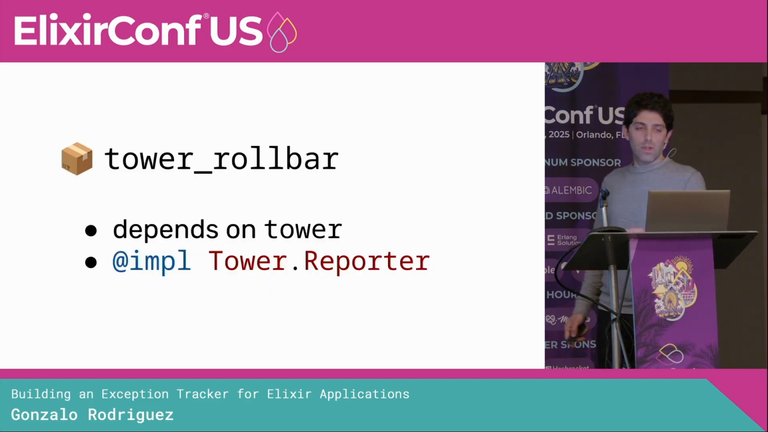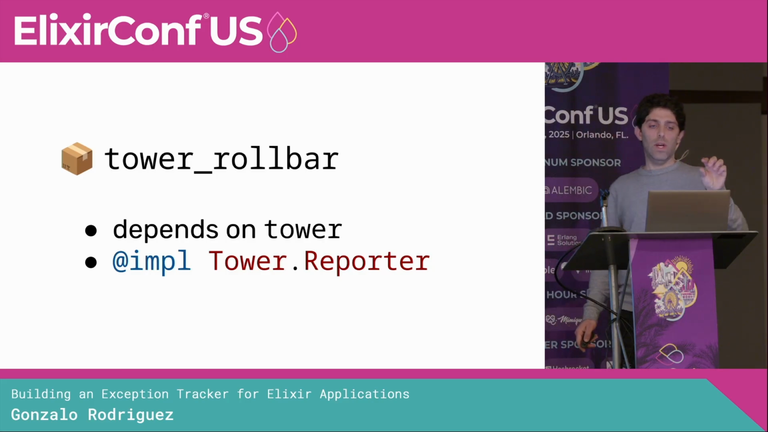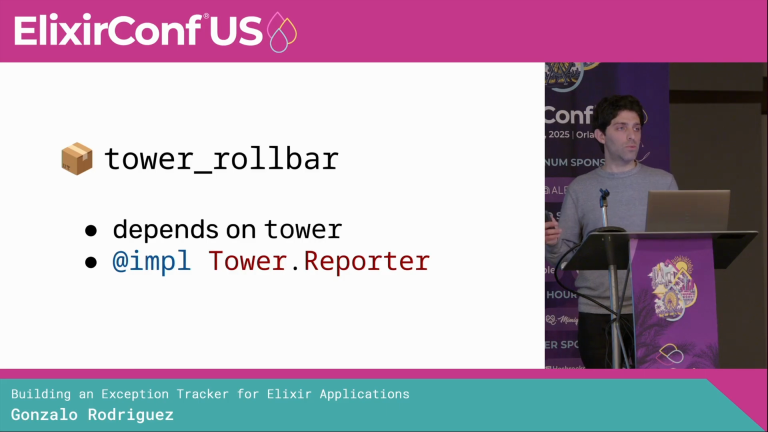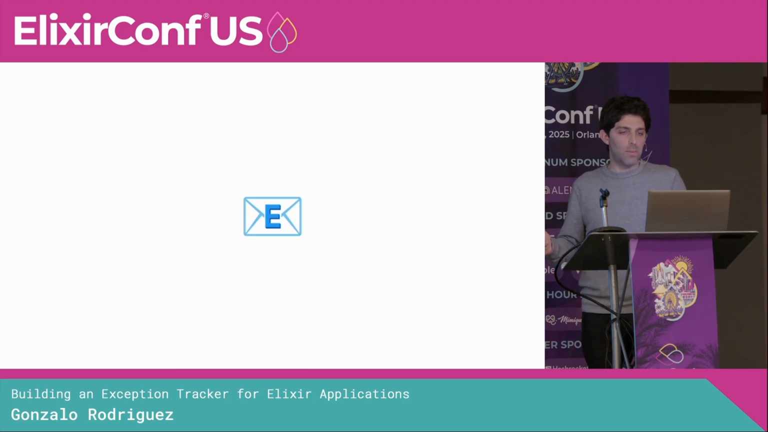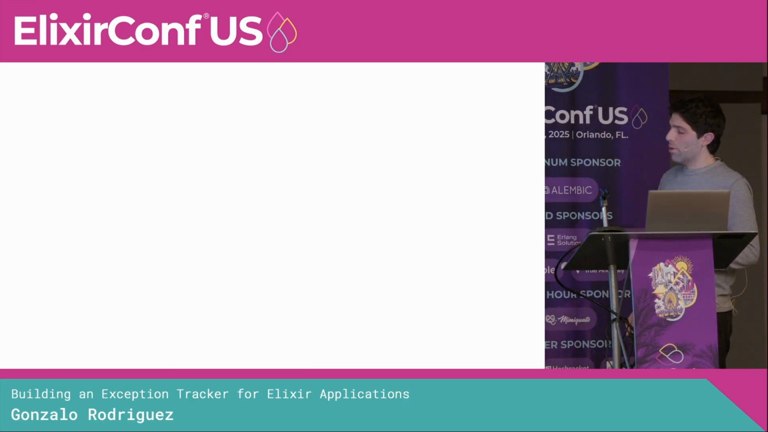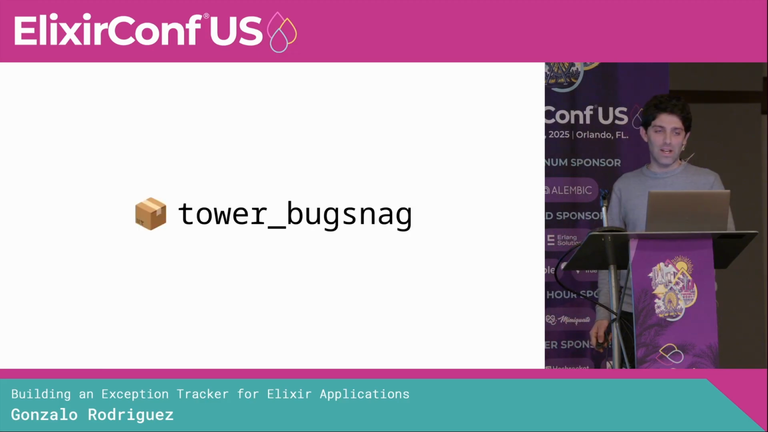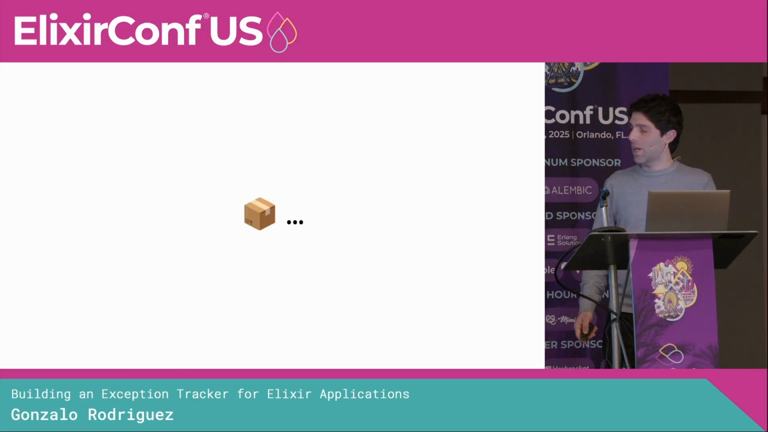We also wrote and published a separate package named Tower Rollbar that depends on Tower, implements the Tower reporter behavior, meaning that it knows nothing about listening to exceptions in Elixir. It only receives events in this behavior callback with the exception information, transforms that event into a JSON payload and sends the HTTP request to the Rollbar API. After a few months, we ended up implementing a few more: one for Bugsnag, email, Slack, and a few more.